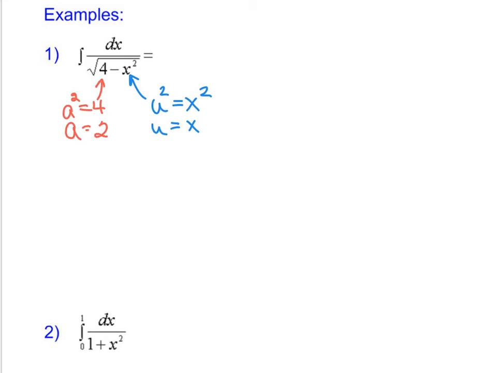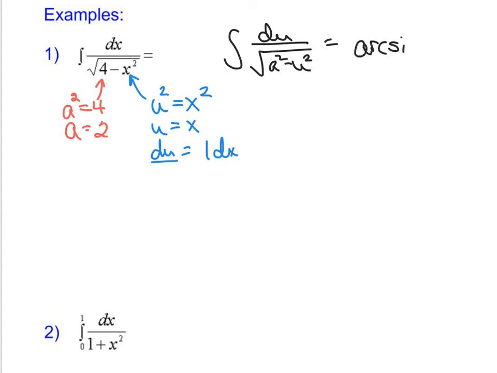But the one thing that we have to make sure of is that we then take the derivative. So the du would be equal to 1 dx. And I do have a 1 dx in my original problem. So my general form of this formula is just going to be the one that looks like this: du over the square root of a squared minus u squared. Now that, of course, we know gives us the answer for arcsine of u over a, so that's just the formula that we're using.